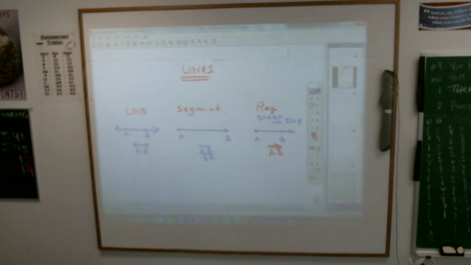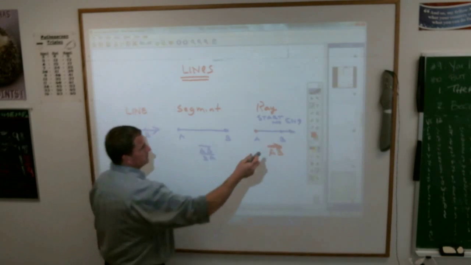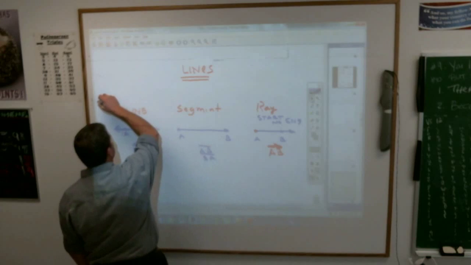And then we've got some more definitions under this. We have a plane. Anybody know what a plane is? Besides the thing you fly in?